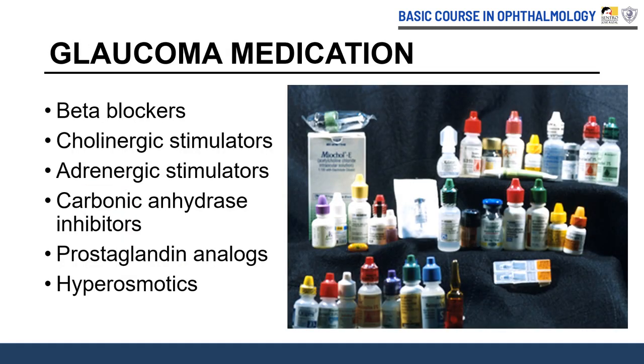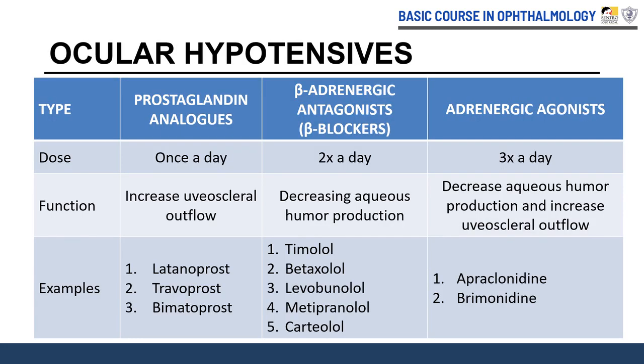Eye drops are often the first choice for treating glaucoma patients. Eye drops used in managing glaucoma decrease eye pressure by helping the aqueous to drain better and/or decreasing the amount of aqueous made by the eye. Glaucoma medication includes beta blockers, cholinergic stimulators, adrenergic stimulators, carbonic anhydrase inhibitors, prostaglandin analogs, and hyperosmotics. Drugs to treat glaucoma are classified by their active ingredient.